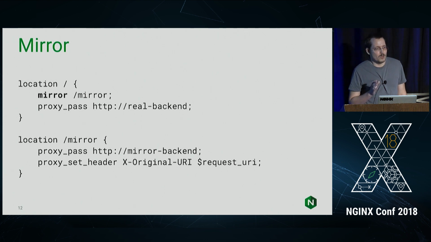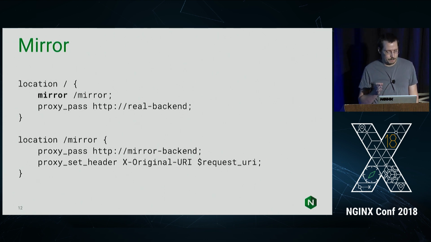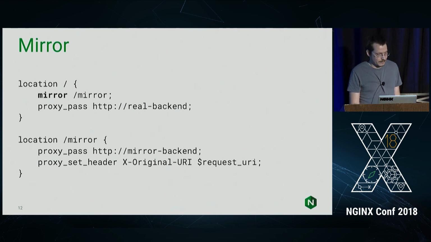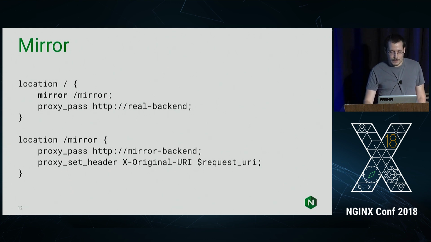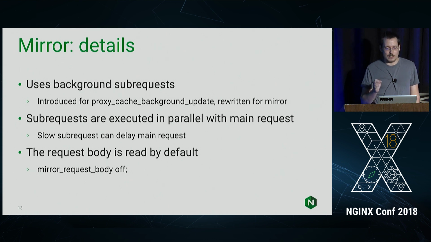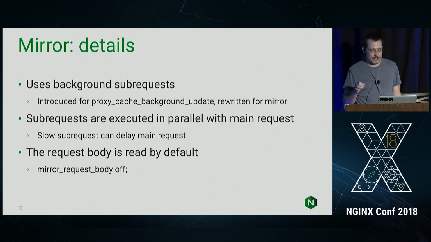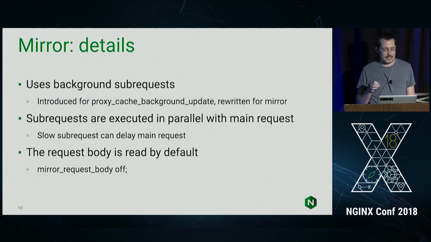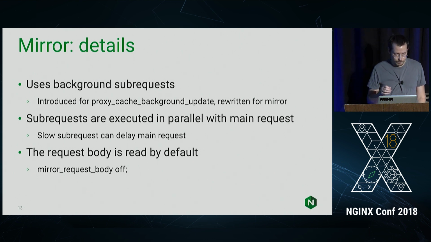And we also added a module to mirror requests to an additional location. It can be used for analysis, statistics, or testing. And here is an example of how to configure request mirroring. Internally, mirror uses background subrequests, originally introduced for cache background update. Mirror subrequests are executed in parallel with the main request. Note that if a subrequest is slow, it can delay main request finalization and delay other requests on the same connection. As such, it should be understood that mirroring to a dead backend is a bad idea.